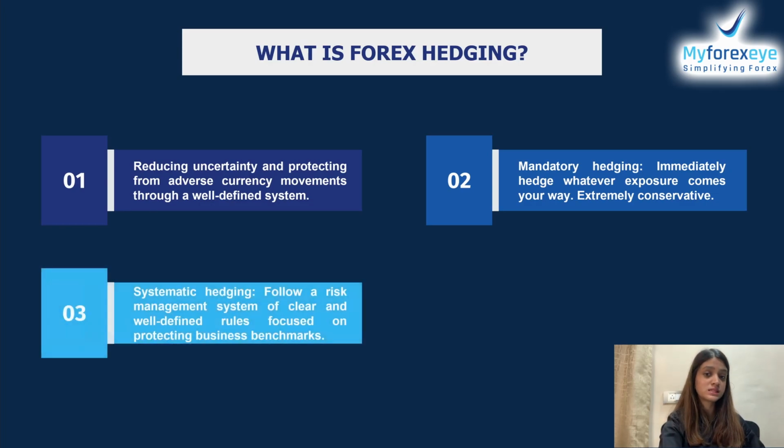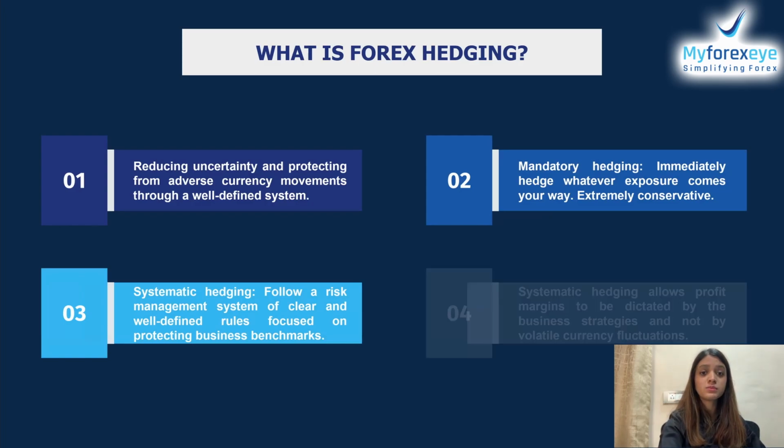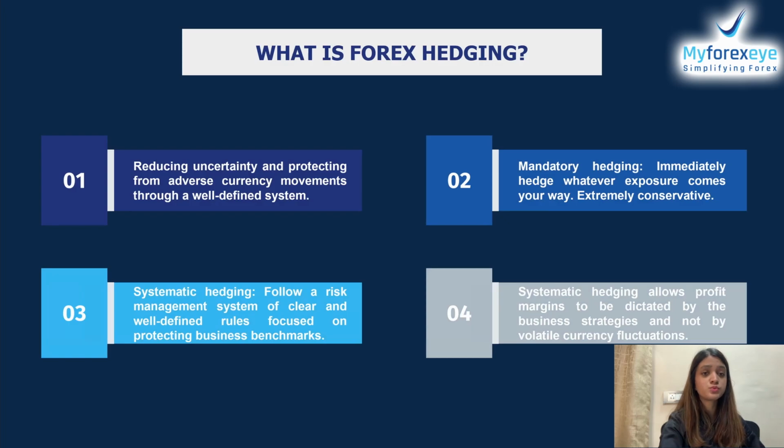Now, the second is systematic hedging, which involves following a risk management system of clear and well-defined rules that focus on protecting your business benchmarks and budget rates. Systematic hedging allows profits to be dictated by business strategies and not by the volatile currency fluctuations.